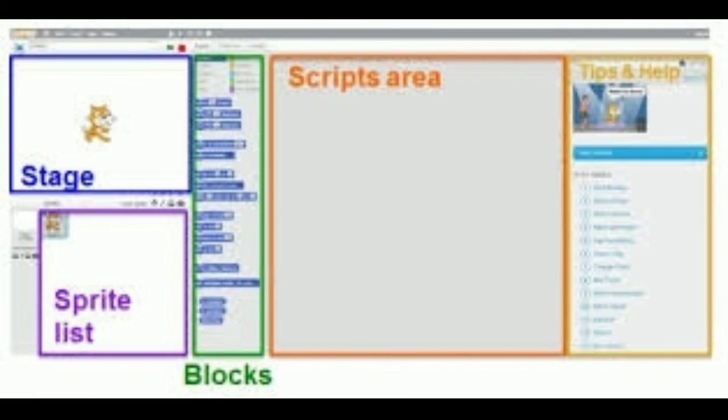And look at this picture. This is how the script area looks. It is a gray area which is present on the right side of the block list, and this is the area to which the blocks are dragged and placed in order to create the script. So this is how the script area looks in the Scratch window.